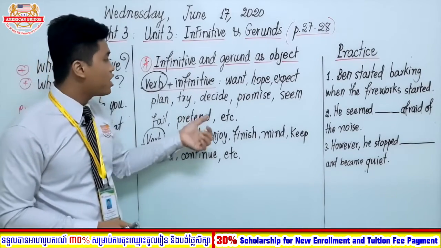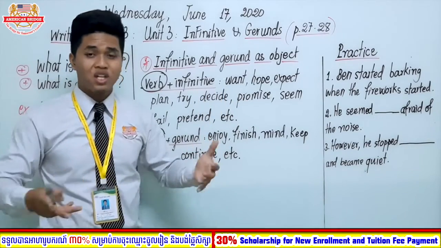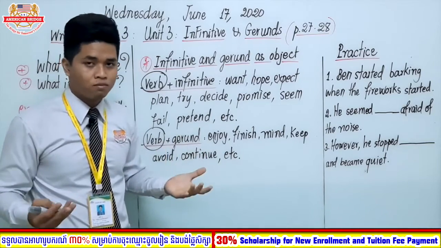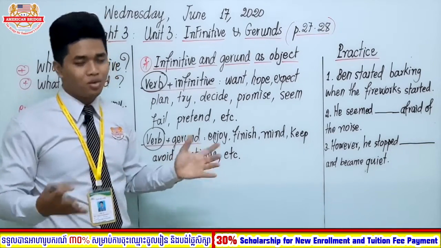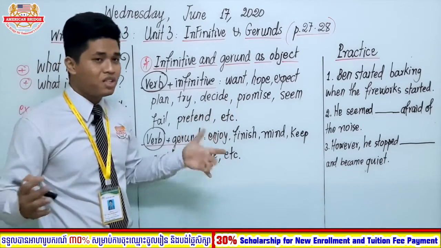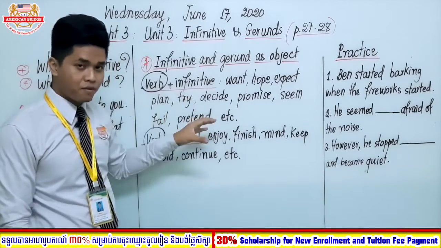For example, let's say I want to drink water. You cannot say I want drinking water. Wrong, right? I want to play football. I want to buy that clothes. I hope to see you next time. These are the verbs that you use with to infinitive.